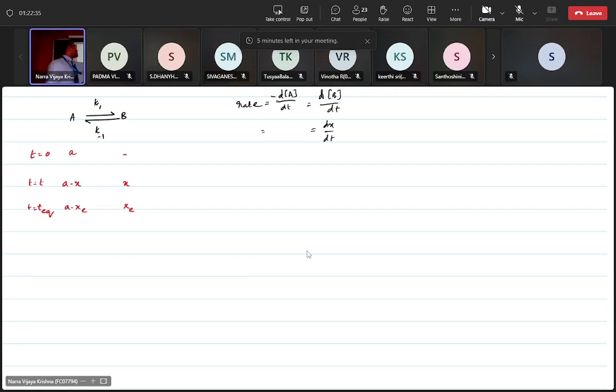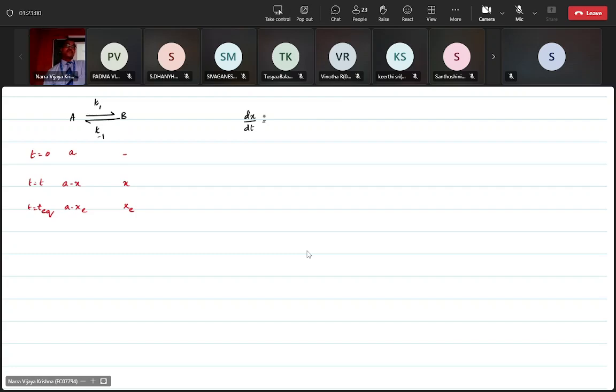Here what will I write? Change in concentration of A: A minus x minus A becomes minus x. Minus or minus again, plus. So rate is directly written as dx by dt. Correct? What is dx by dt equal to?